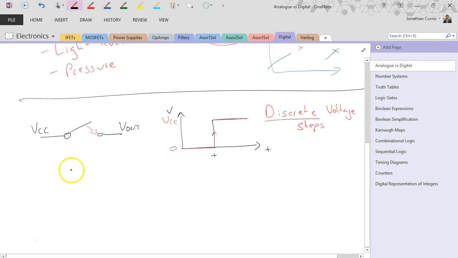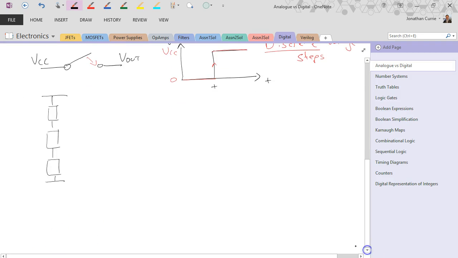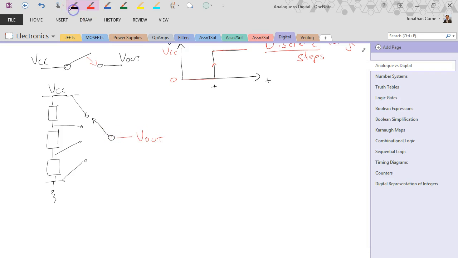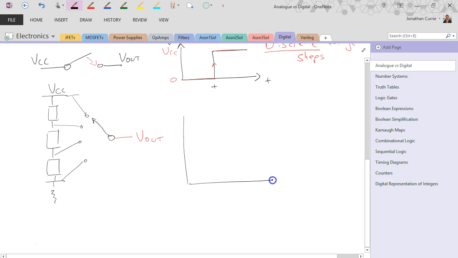Let's take another example. Let's say we've got a voltage divider ladder like this, and we've got a switch that allows us to switch between those positions. So this would be like a rotary switch turning between, for example, the input sources, or in this case, between different voltages. So at this point here it becomes V out. Once again, we have a whole series of discrete steps.